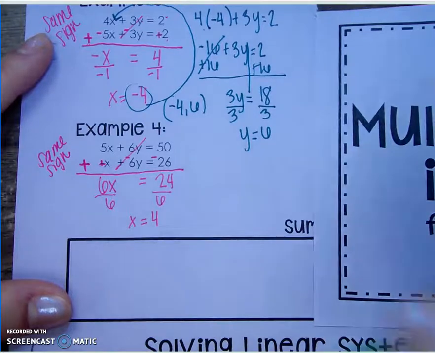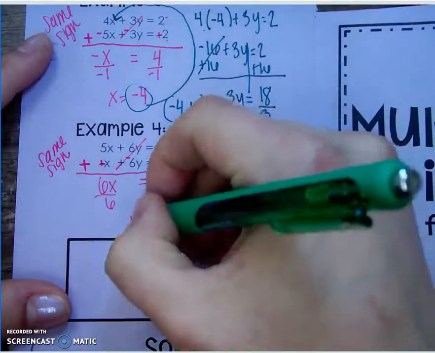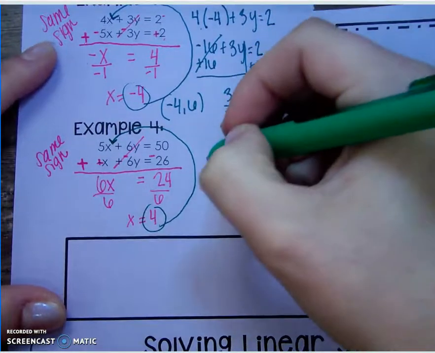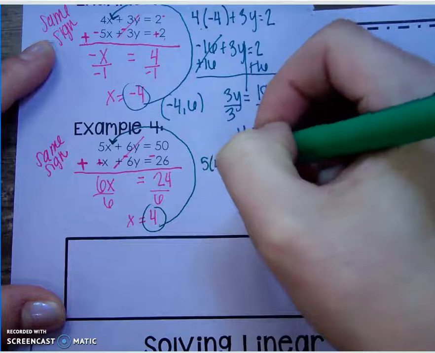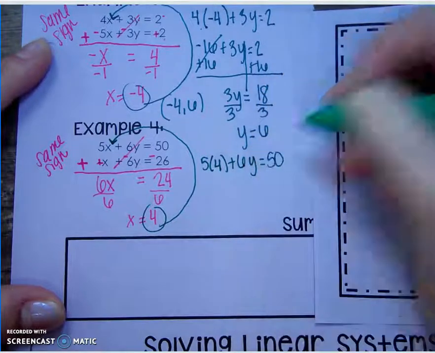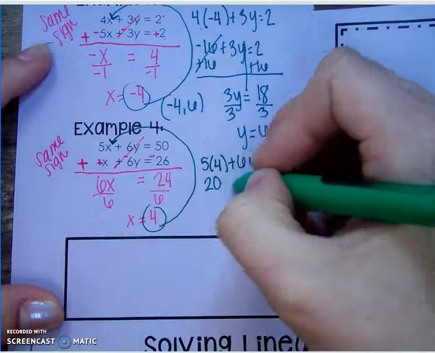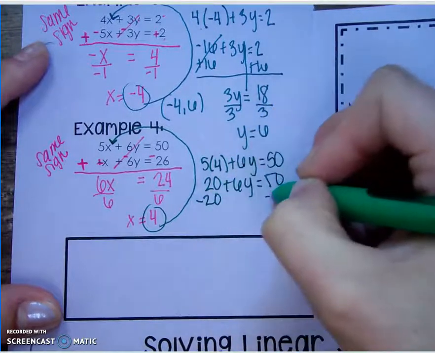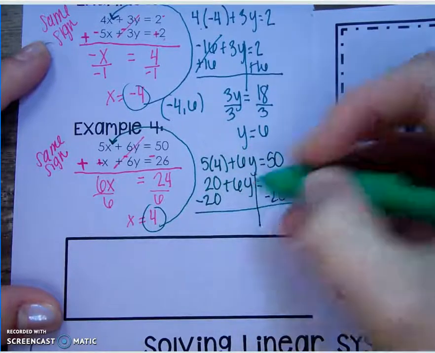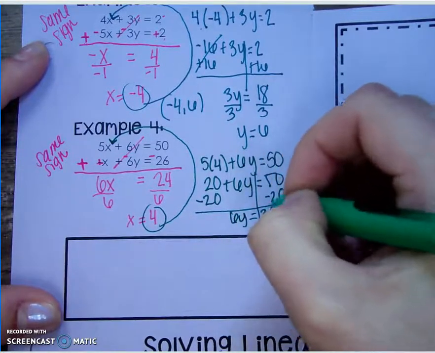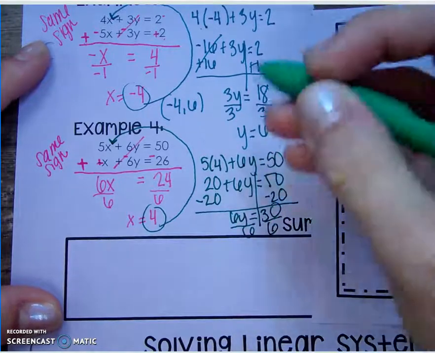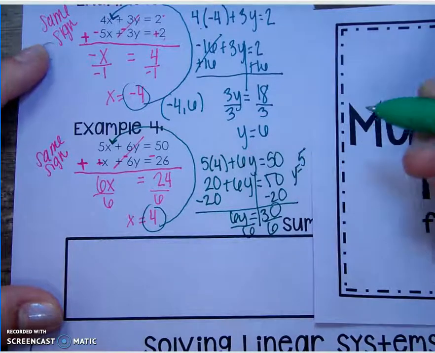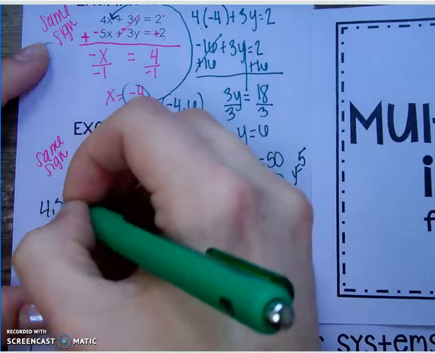Plug that back into either equation. I'm going to plug it into the top one. I don't know why, just feel like it. 5 times 4 plus 6y equals 50. Distribute the 5. 20 plus 6y equals 50. Subtract 20 from both sides. 6y equals 30. Divide both sides by 6. Y equals 5. Our solution was 4, 5.